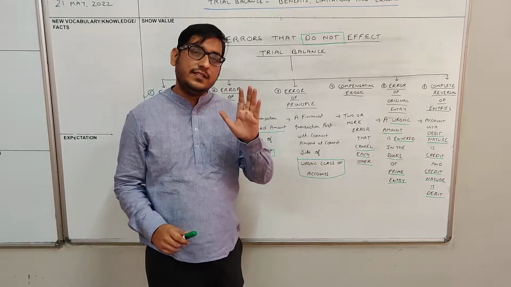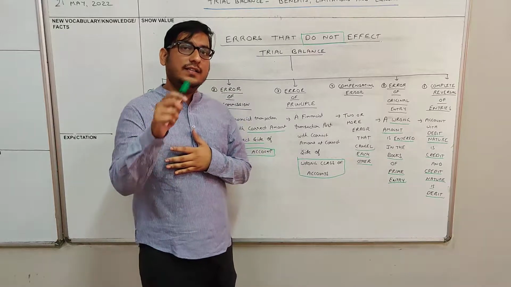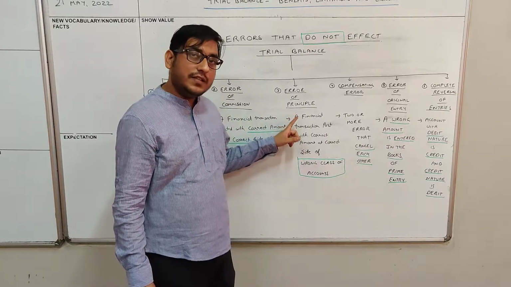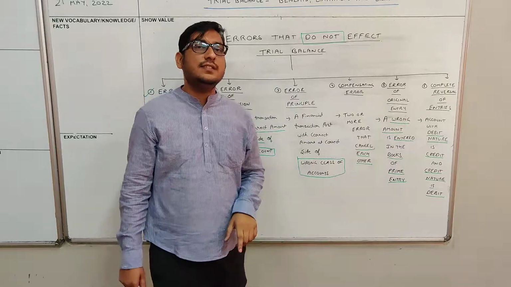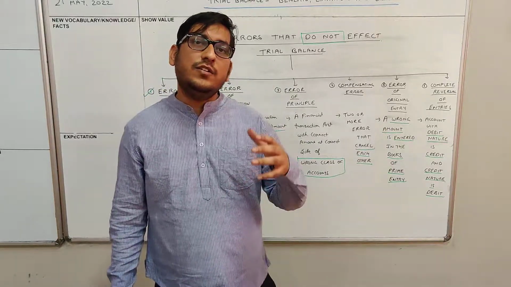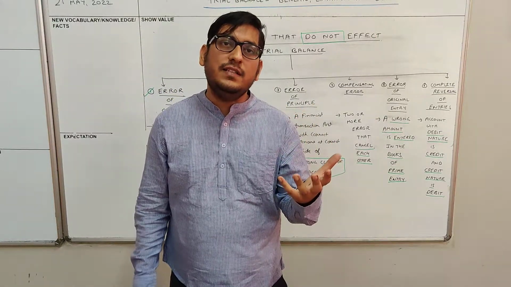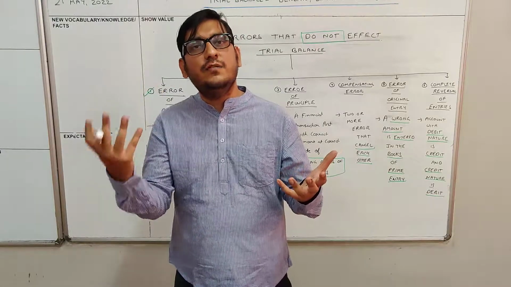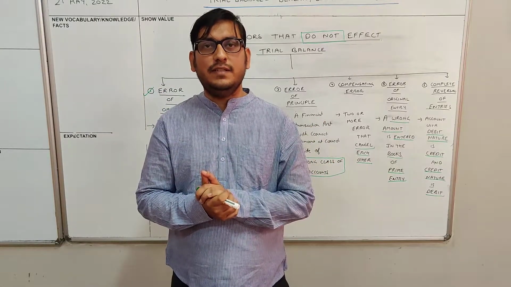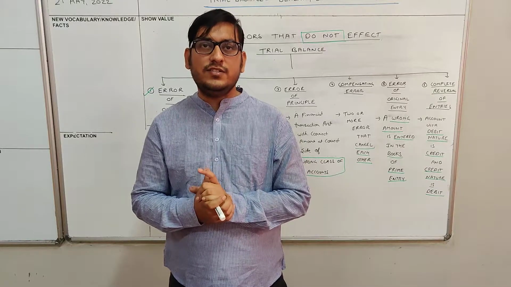If you do not understand, please rewind the video and listen to it carefully. I am repeating again, error of principle is where you are treating your capex, that is your capital expenditure, as revenue expenditure and revenue expenditure as capital expenditure. I hope students you understand this concept.